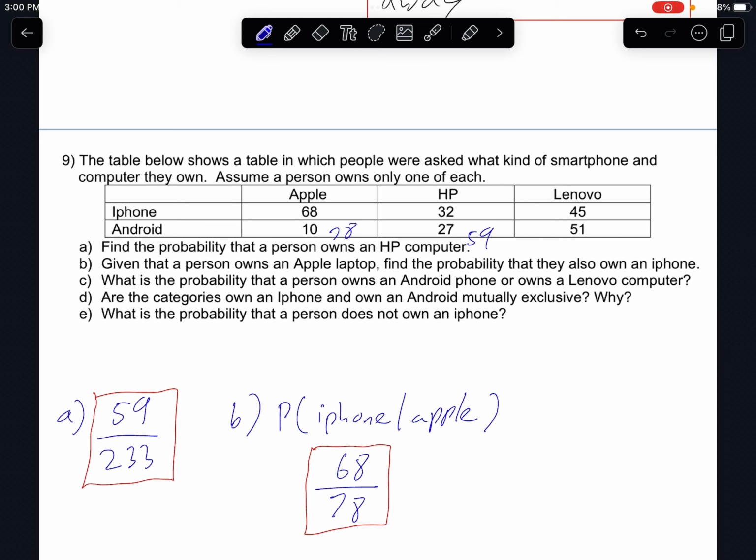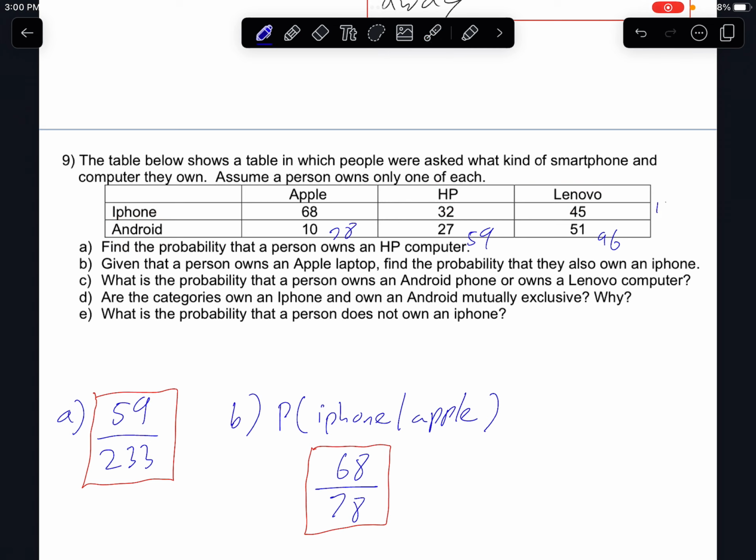And then it says, as far as Lenovo computers, 96 respondents say that's the computer they own. And it says here, assume a person only owns one of each. That means if they own an HP, they do not own a Lenovo. If they own an iPhone, they do not own an Android. Again, for the purposes of this study.